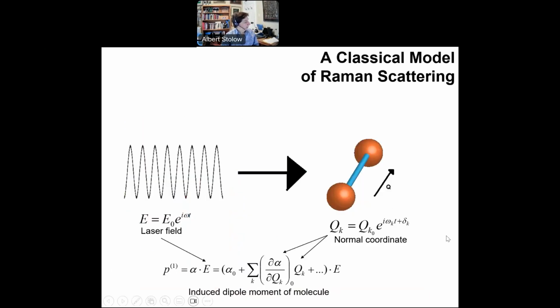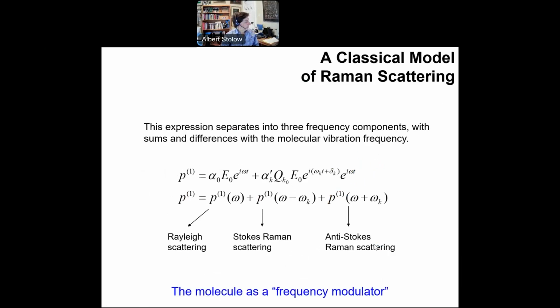How does it work? Well, here's an idea. I have laser light, which is oscillating at a certain frequency omega, and I have a molecule, and it's vibrating. And it has a vibrational frequency, omega k, which is different from the frequency of light. Because it's charged, it's like an oscillating charge. So what this means is that, in fact, the interaction of light and matter means that I will have something that has a product of two frequencies. One is the vibrational frequency, and the other is the frequency of light. And when I multiply two frequencies together, as you know from trigonometry, I'll get sum and difference frequencies.